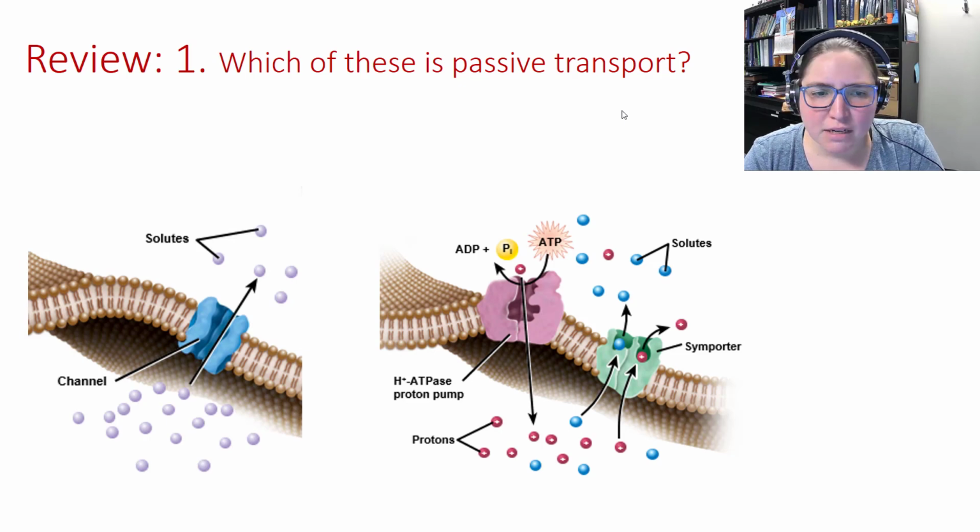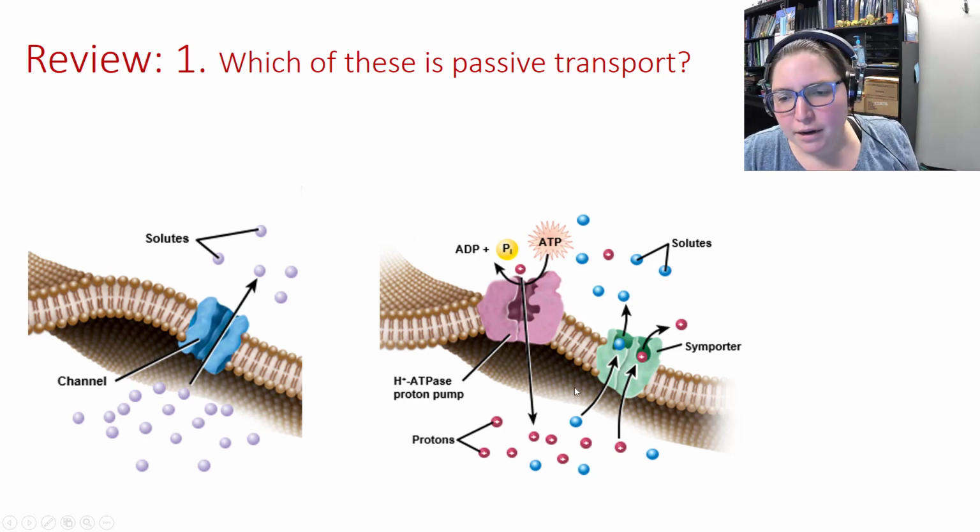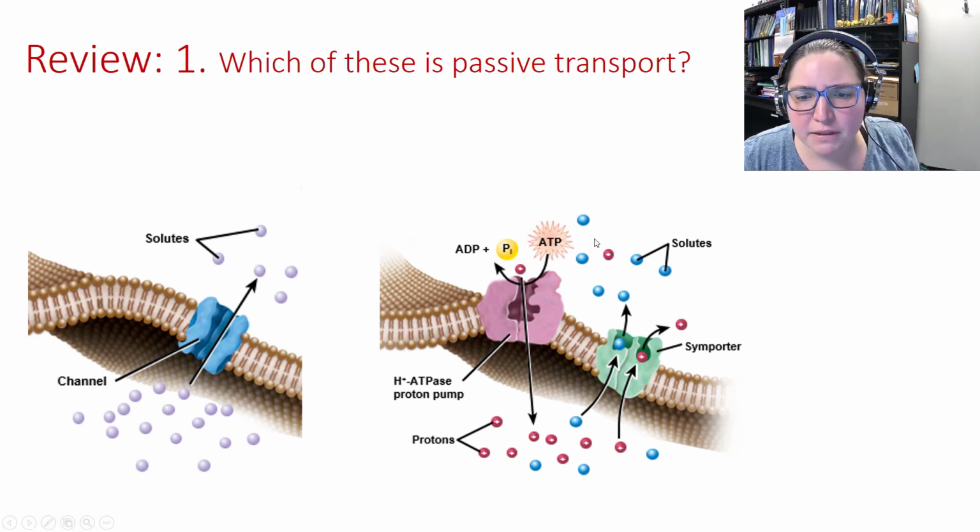So there's a couple things that would kind of give this away. If we look at the concentration gradient, that's one thing to look at. On this one, you've got high concentration to low concentration. On this one, there's a lot going on. You have one solute going from low to high, and the other solute is going from high to low concentration. And you also are spending ATP and going from low to high.